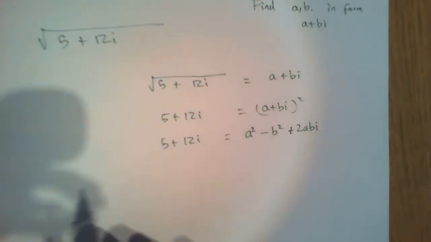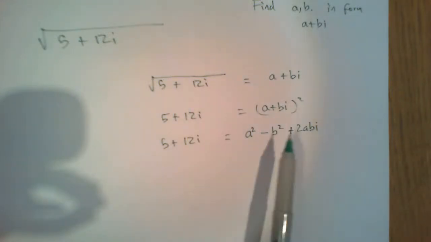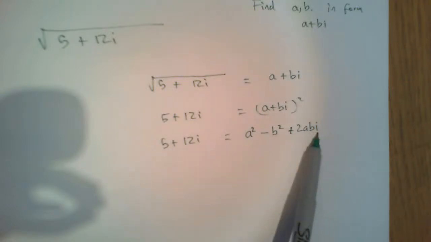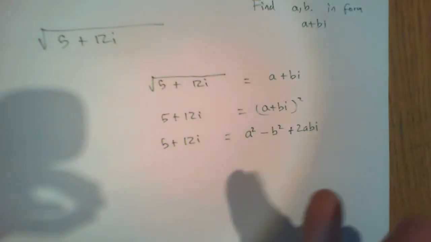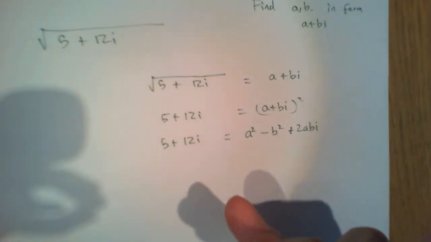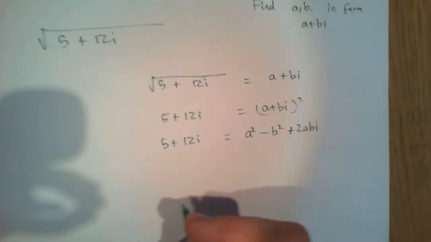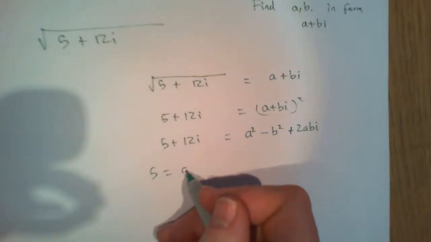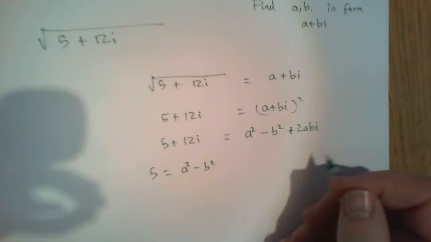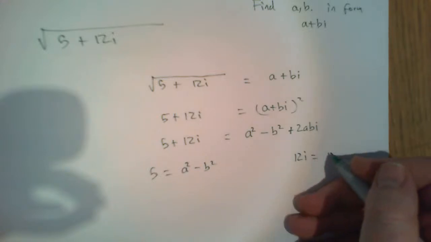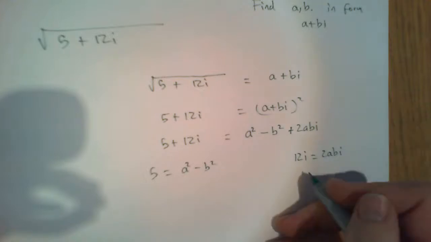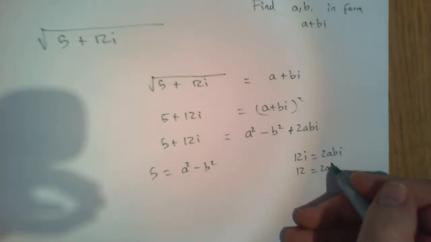Now let's have a look. I see real and I see imaginary. So let's get the real and the imaginaries together and see what we can do. The real bits, we have 5 equal to a squared minus b squared, and then the imaginary bits are 12i equal to 2abi. So this can obviously be changed into 12 equal to 2ab.